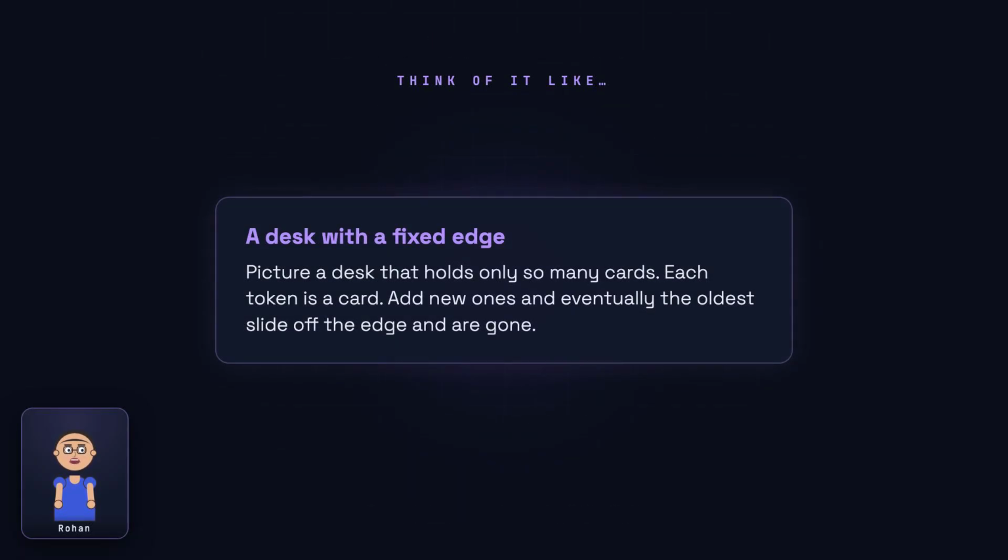Think of the model as working at a desk that can hold only a fixed number of cards laid out in a row. Each card is one token. As long as everything fits on the desk, the model can look at any card while writing. But the desk has an edge. Push in new cards, and the oldest ones slide off and are simply gone. That edge is the context window.